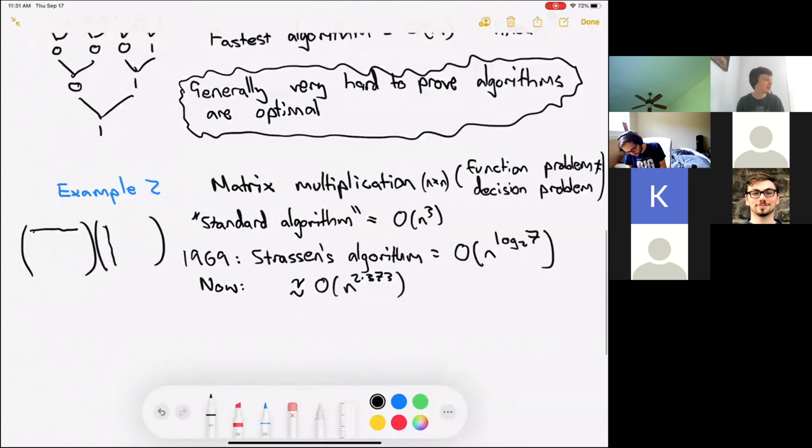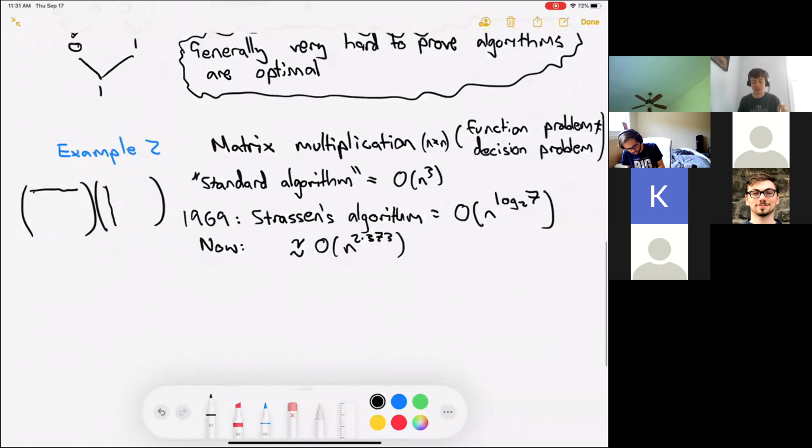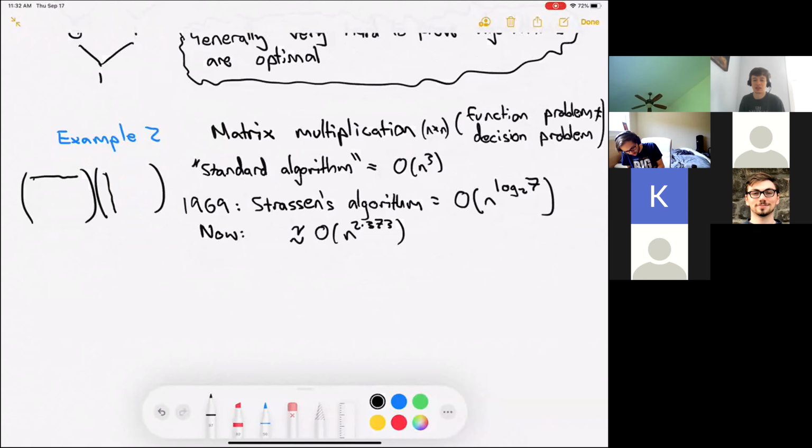I think the still best known lower bound is just n squared, just because that's the number of matrix elements that you need to evaluate. Or that's the input size, the number of things that you need to look at. But I don't think many people think this is actually perfectly optimal. So the question of what's the most efficient algorithm to do matrix multiplication is still very open.